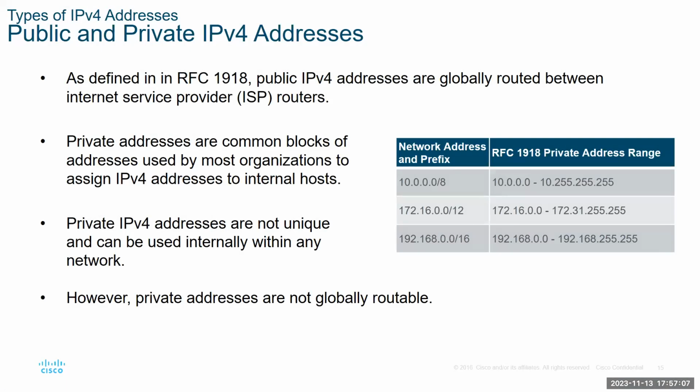Okay, public and private, you learned about that in CNT 101. When 10 is the first octet, all 2 to the 24th addresses are private. So anything starting with 10 is considered a private address. Anything starting with 172.16 through 172.31 is a private address. And anything starting with 192.168 is a private address.